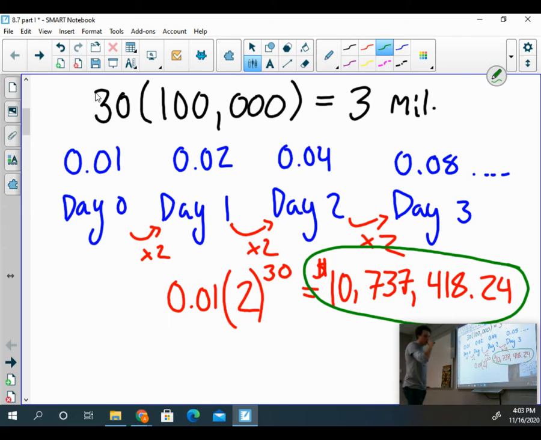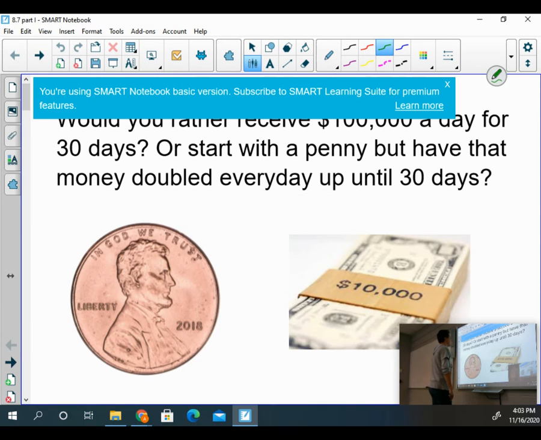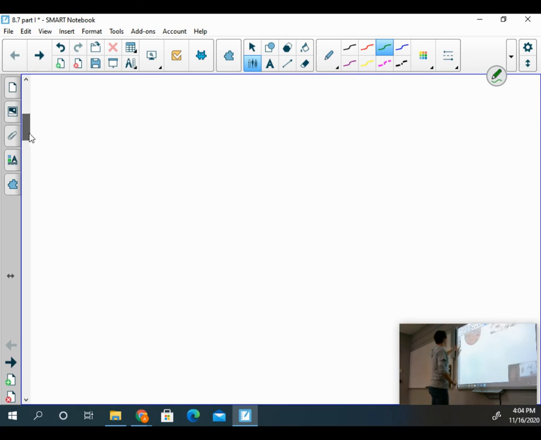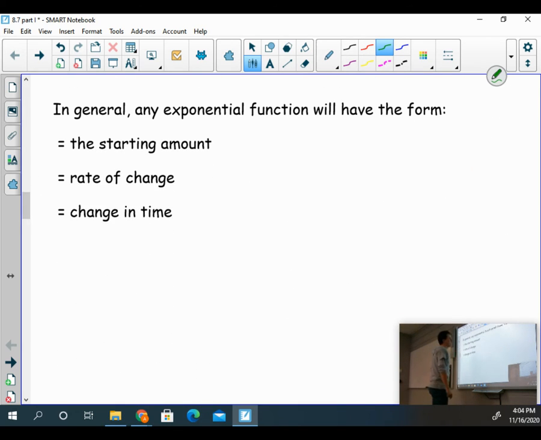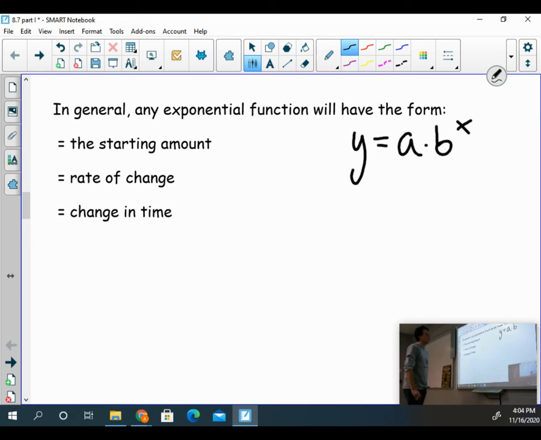As you can see, when you don't just add by the same amount, but you multiply by the same amount, you get a lot bigger numbers quicker. And that's where we're going to go here. 8.7 is all about exponential functions. And so, let's start here. In general, any exponential function is going to have the form y equals a times b to the x. Y equals a times b to the x. And this should look like the formula we just came up with.